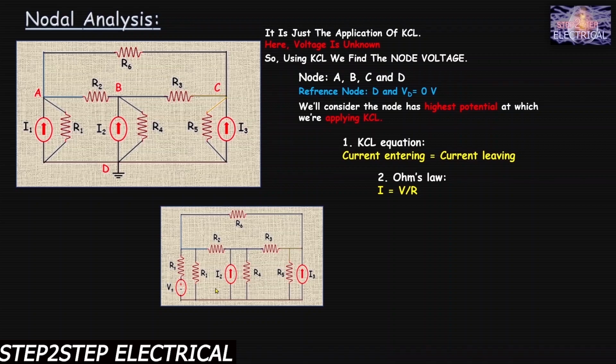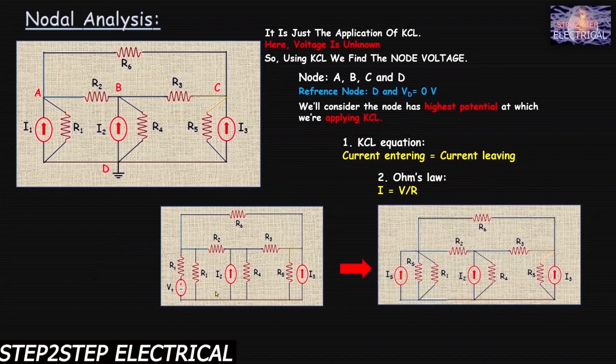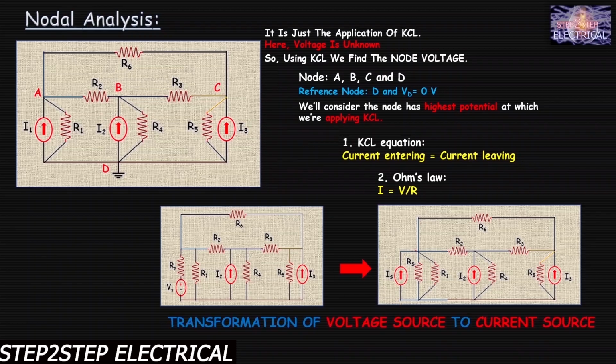So here the transformation is: this voltage source has been transformed into a current source, but how? We have done nothing, just used Ohm's law, that is I equals V by R. And finally we put this resistance, which was in series with this voltage source, in parallel with this current source. And this is all about the transformation of a voltage source into a current source.